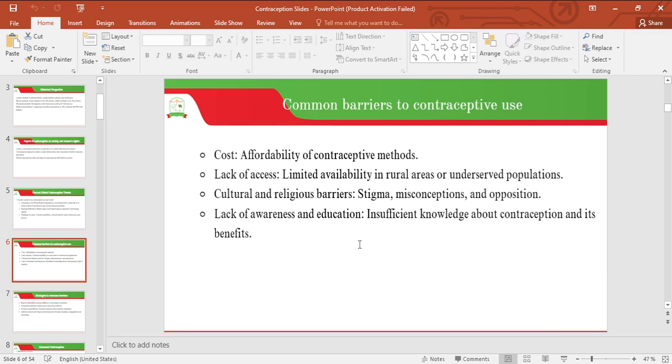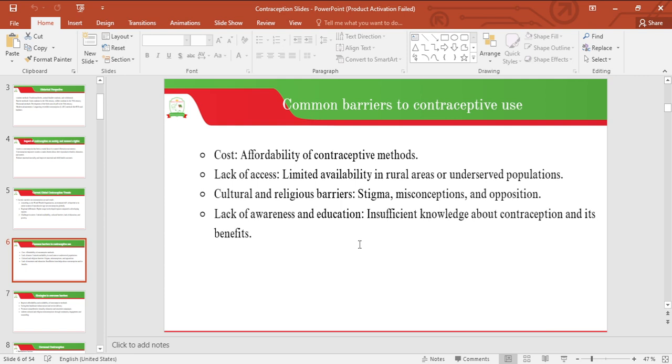The second barrier is lack of access, where you find that there is limited availability in rural areas or underserved populations. Cultural and religious barriers, we have the stigma, the misconceptions, and the opposition. For example, the religious people will mostly say that it's not good to use the contraceptive methods.